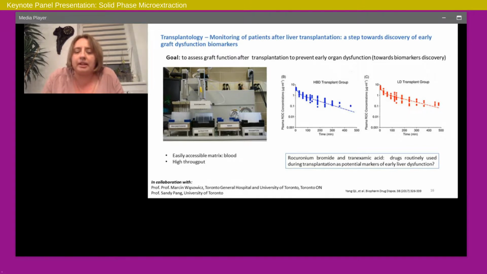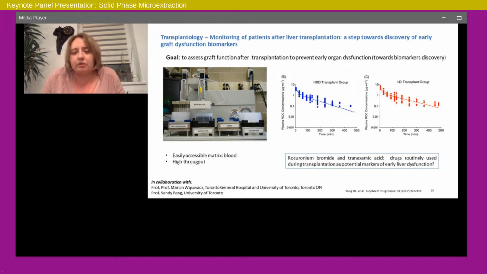So basically, especially for rocuronium, we were checking if this drug can be used as a marker of early graft dysfunction, because the dead donors, so basically heart-beating donor groups, are supposed to have worse metabolism of the drug, because the drug is mainly metabolized by liver. And in fact, we were right. So basically, this drug can be potentially used as a marker of early liver dysfunction.